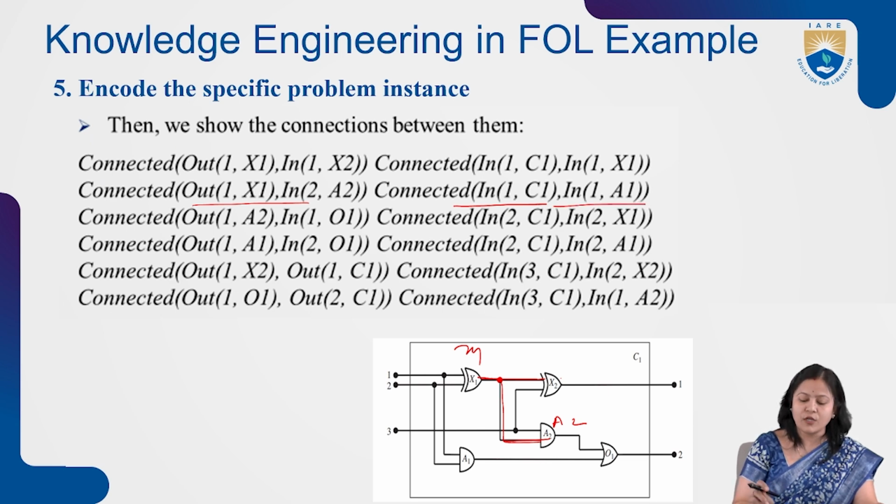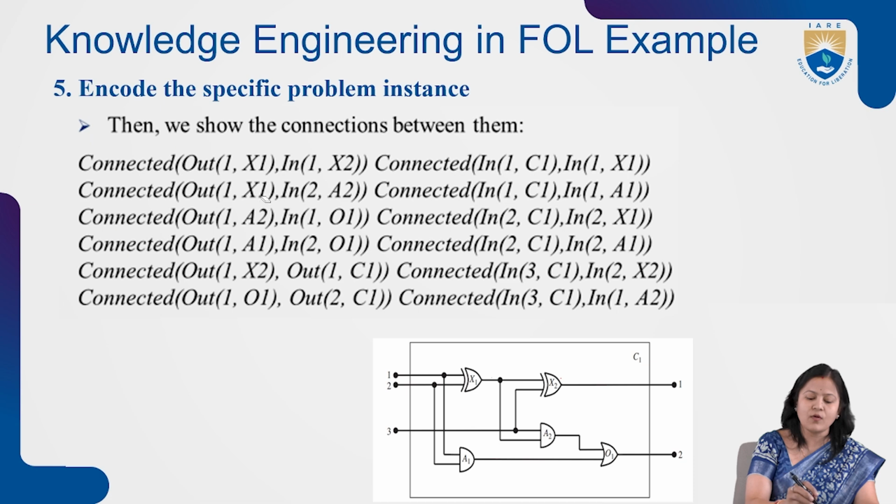Which one is the first input? Let me erase once again so that you can understand. This is the first input of C1, the overall C1, and the first input to A1. This first input of C1 is connected to A1. This is your A1. So both are connected, right? This is the way the connections are given.